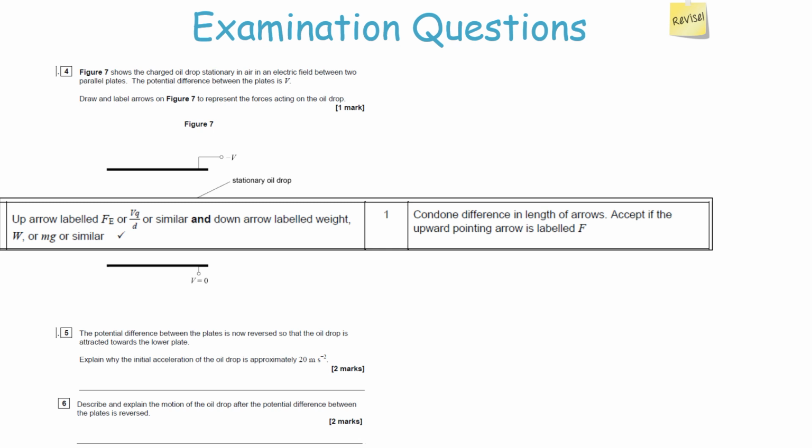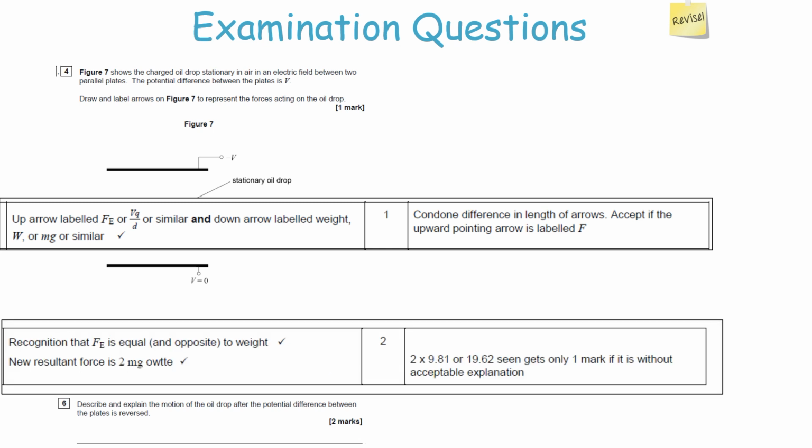Now, you think to yourself at this point that because W is equal to the electrical force, and we know that W would link to the acceleration due to gravity, which is 9.8, well, therefore the acceleration due to the electrical field is also going to be 9.8. Now, if you reverse the potential difference, that means you reverse the direction of the electrical force, so reverse the direction of the acceleration caused by the electrical force, so therefore it's 9.8 times 2, which is approximately going to equal 20, or it's going to be equal 19.62.